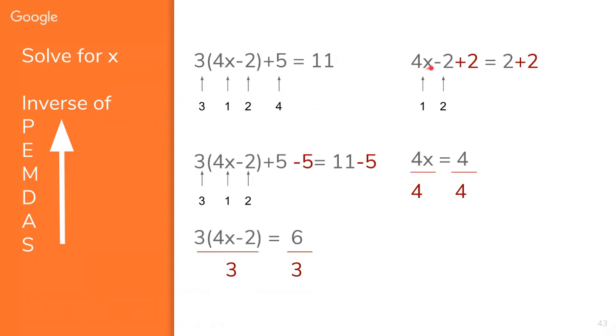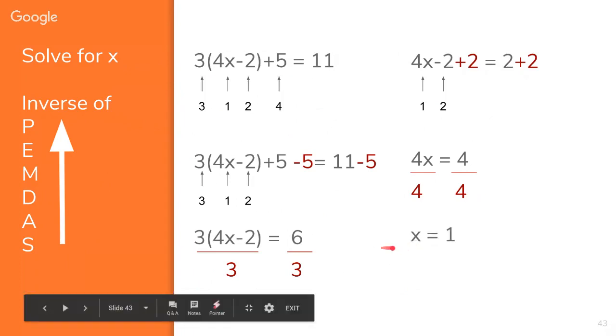Last step, multiply by 4. What is the opposite of multiplying? It is dividing. 4 divided by 4 is 1. We'll have 1x on the left. 4 divided by 4 is also 1. We'll have 1 on the right. We do not need to write 1x because 1 times x is just x. So we can just leave it as x equals 1, and we have solved for x. This will be your final answer.